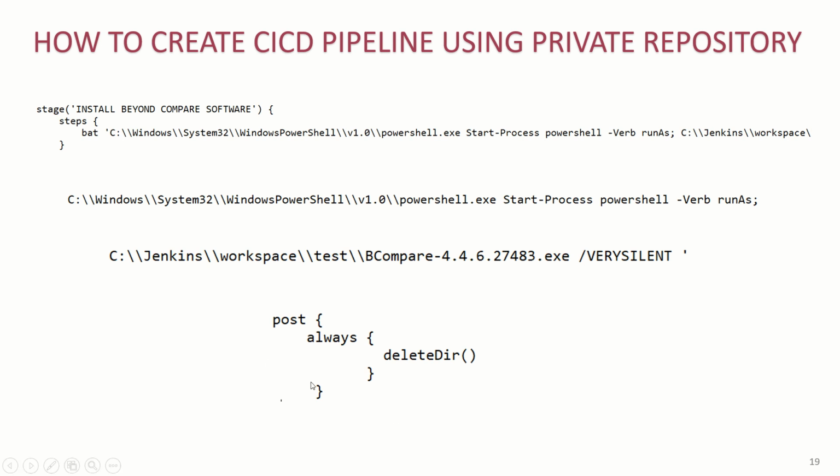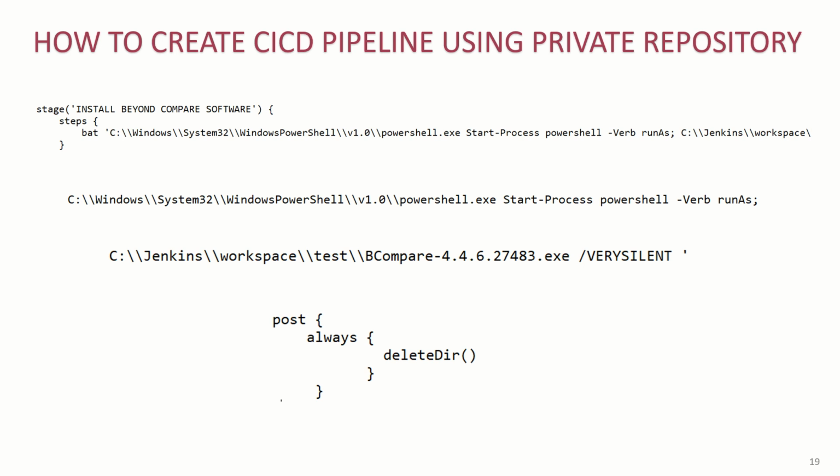If you want to delete software after installation, because in some cases we don't want those software to remain on the machine, since once they are installed the exe files are not required or not relevant there, we can use this post block. We can paste this block in our pipeline at the end, and in the always section we can use this method, deleteDir, which is an inbuilt method provided by Jenkins. We can use it in order to delete the particular workspace that gets created, or the cloned software that we clone from a GitHub repository.